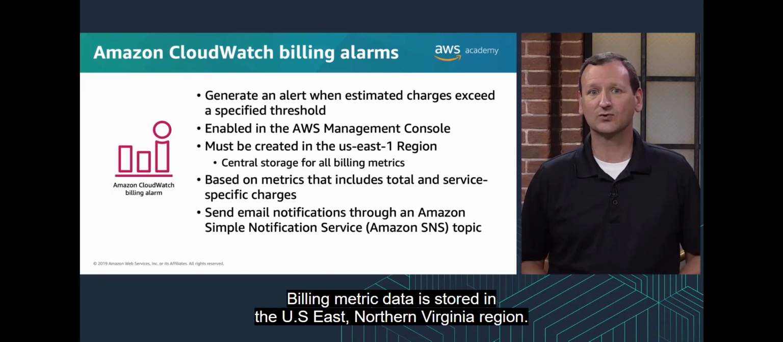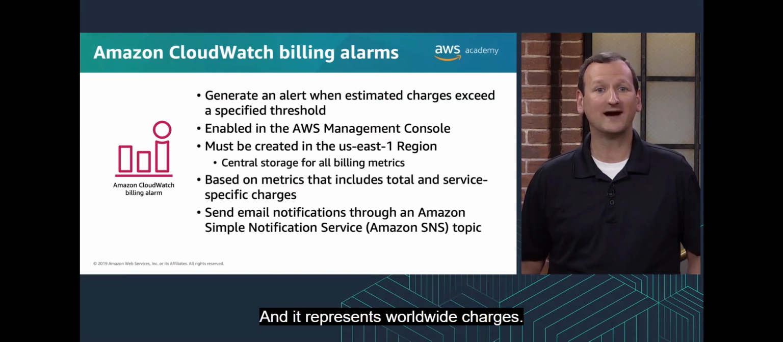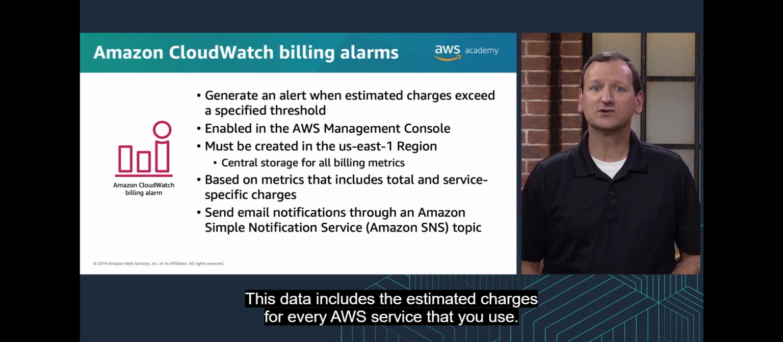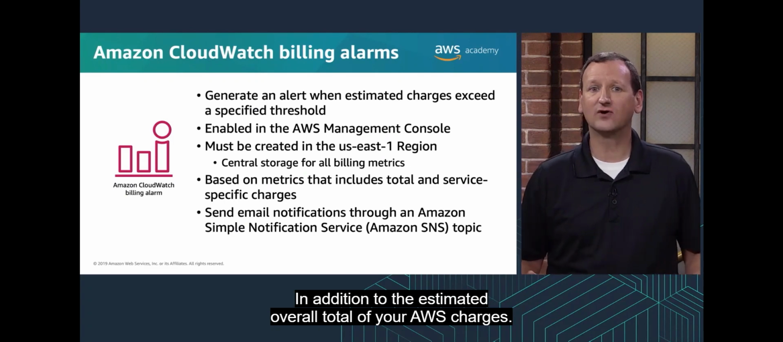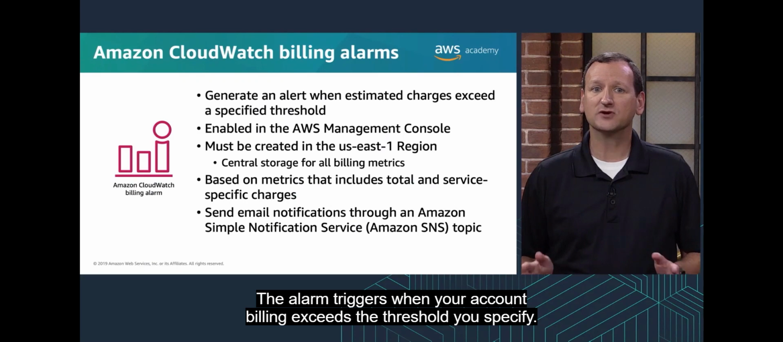Billing metric data is stored in the U.S. East Northern Virginia region, and it represents worldwide charges. This data includes the estimated charges for every AWS service that you use, in addition to the estimated overall total of your AWS charges. The alarm triggers when your account billing exceeds the threshold you specify.